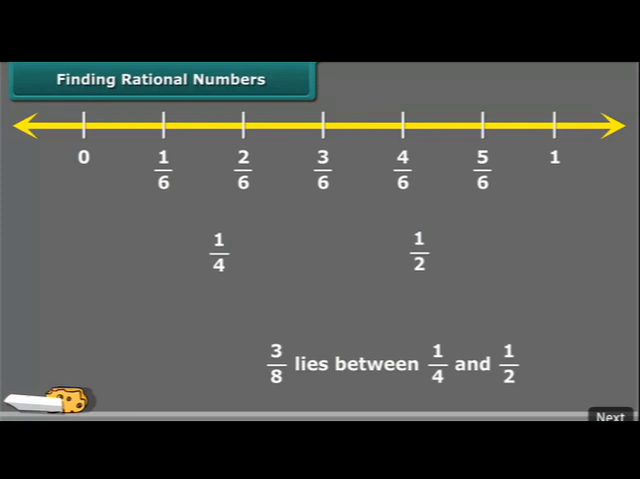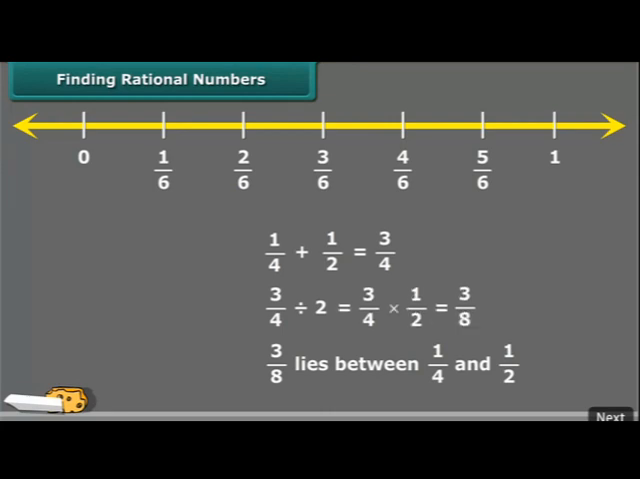First of all, we will find the sum of these numbers, which comes out to be 3 by 4. Now divide this sum by 2. We know division flips the second number and sign changes to multiplication.